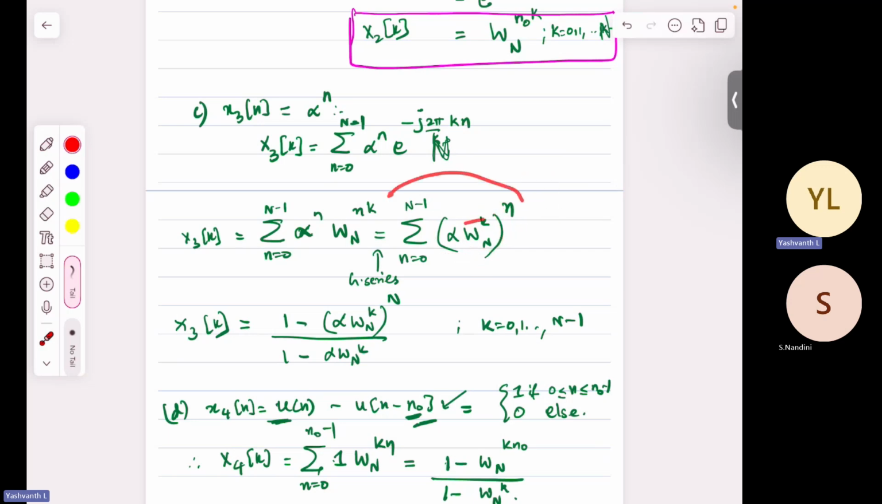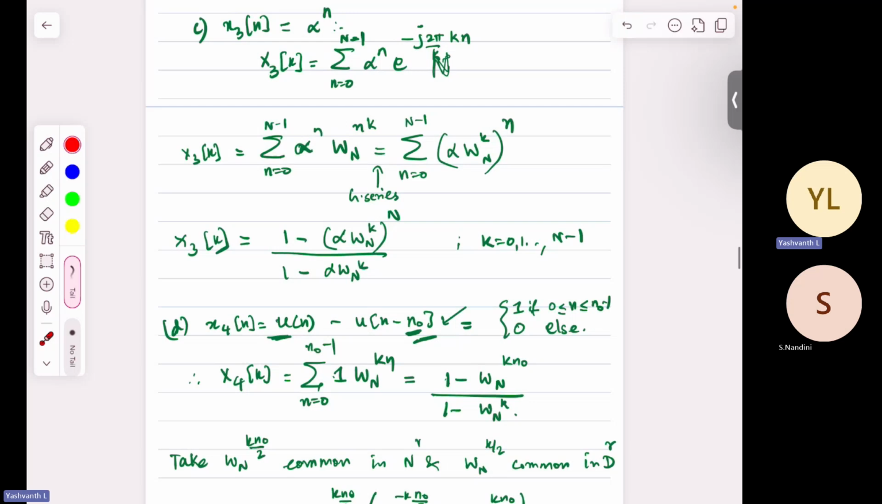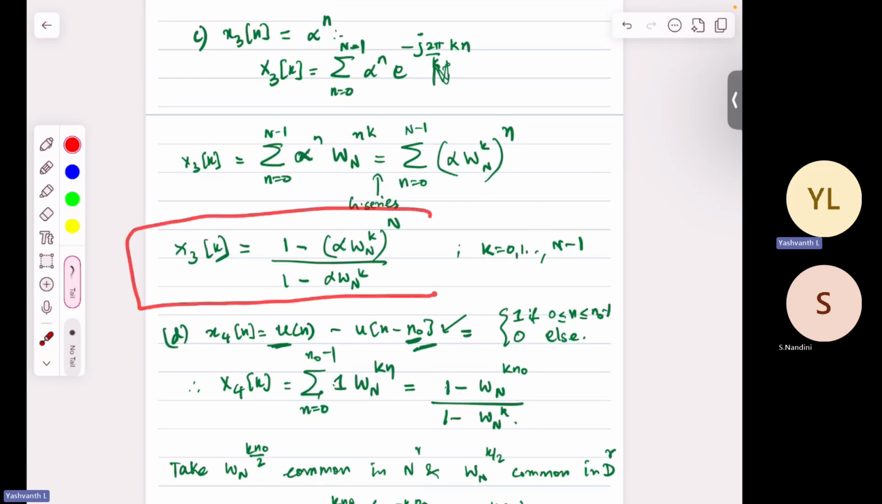Now this is nothing but a geometric series, because I'm summing over several n, alpha W_N power k the whole power n. So it's a finite geometric series. So the closed form solution is given by this expression here. That is 1 minus alpha into W_N power k, whole power N, divided by 1 minus alpha W_N power k. Here the common ratio is alpha into W_N power k. Basically that's all. This is the solution.